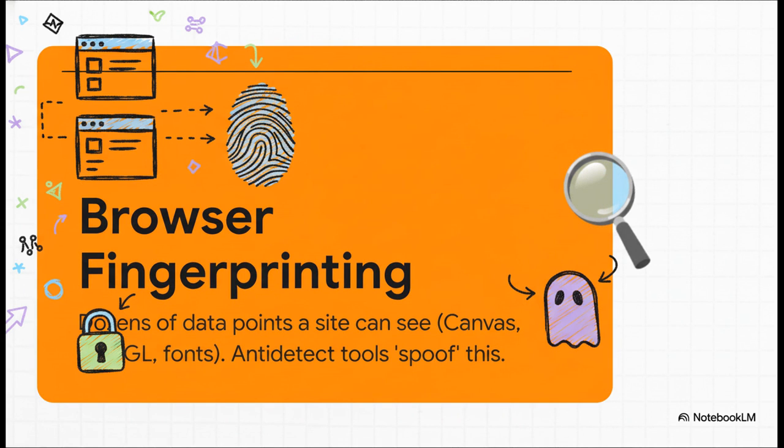Now for the other side of the coin, browser fingerprinting. Think of this as your device's unique digital fingerprint. It's a combination of dozens of little data points that websites can see, everything from your graphics card and screen resolution to the specific fonts you have installed on your computer. So what Antidetect tools do is they actively change or spoof this fingerprint for every single profile you create. The goal? To make it look like each account is being used from a totally different, unique device.